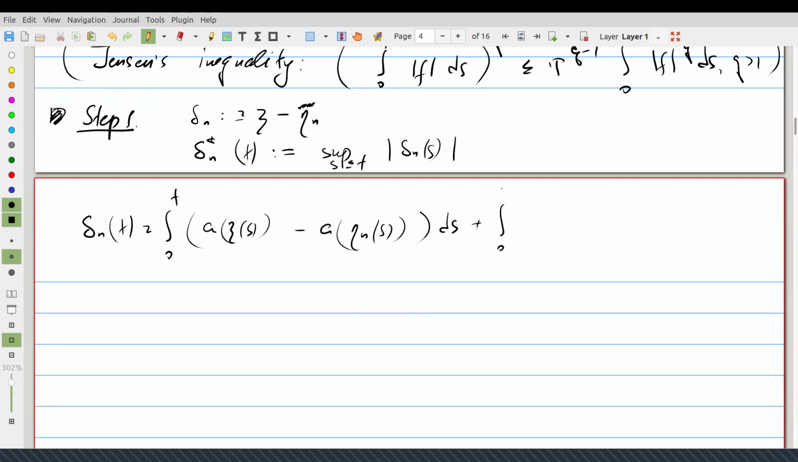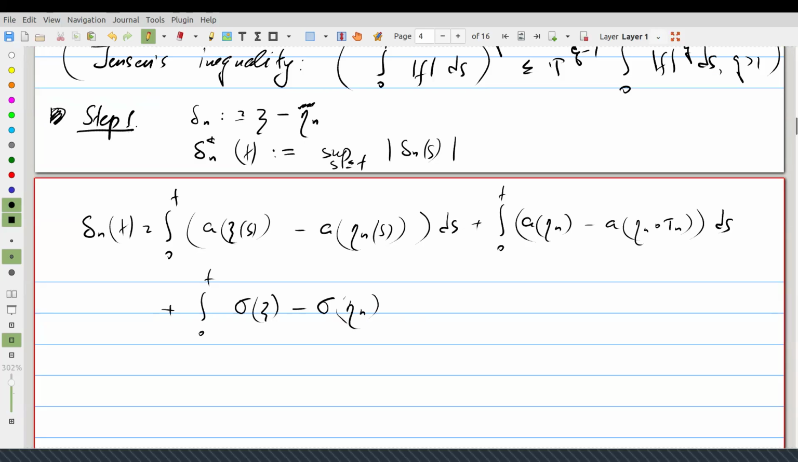ds plus the integral from 0 to t of a at psi minus a at eta n, ds, plus exactly the same for the stochastic part: the integral of sigma of psi minus sigma of eta n dWs, plus the integral from 0 to t of sigma of eta n minus sigma of eta n composition tau n dWs.